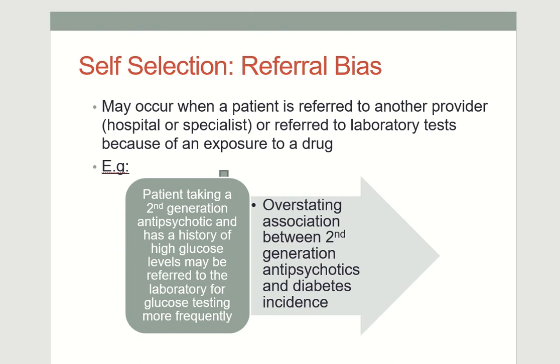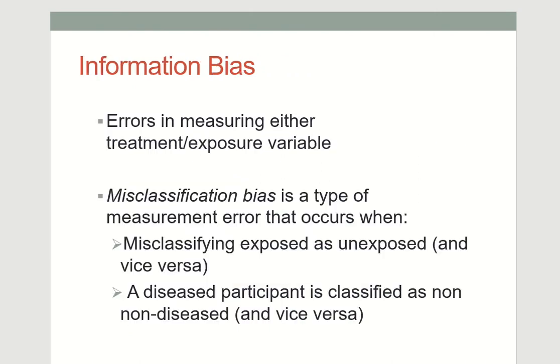The second family of biases is information bias. It's an error in measuring either the treatment or exposure variable, which links to the concept of how good a measurement tool you're using, where you have to think about the validity and the reliability of the measure. Or if you're diagnosing, you should think about the sensitivity and the specificity of the test that you're using to detect the presence or the absence of the outcome.